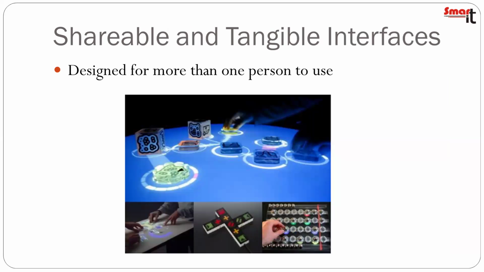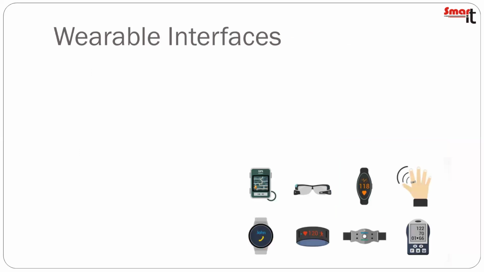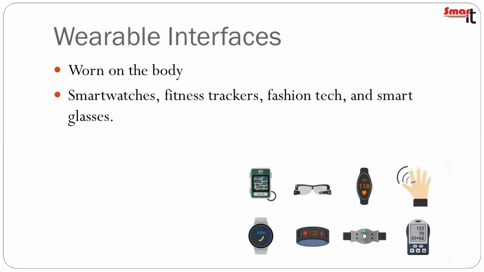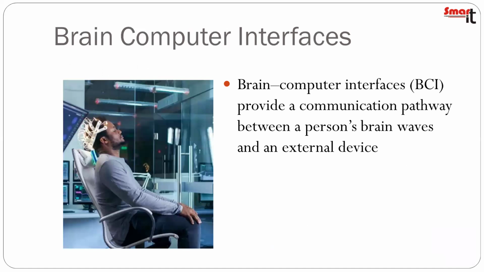And there are shareable, tangible interfaces. It means they are designed to work with more people, not just one person. It is used in maybe computer games, maybe some investigations. So we are using tangible interfaces that can involve more people. And wearable interfaces. Wearable means we can wear those things on the body, like smartwatches, right? Fashion tech and smart glasses. Those things we call wearable interfaces.